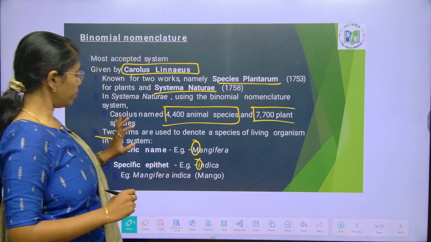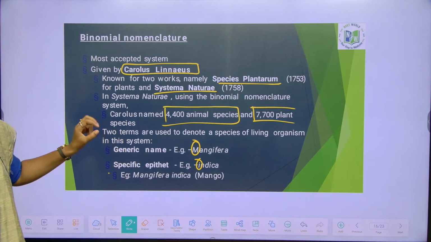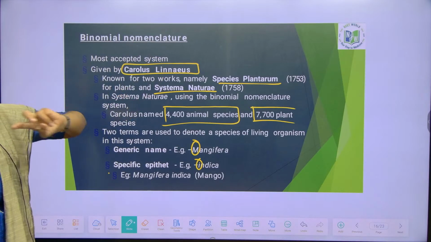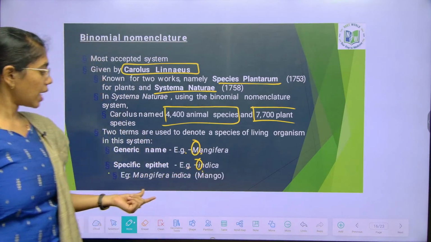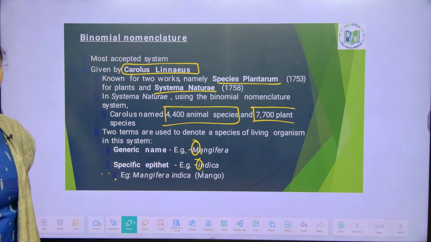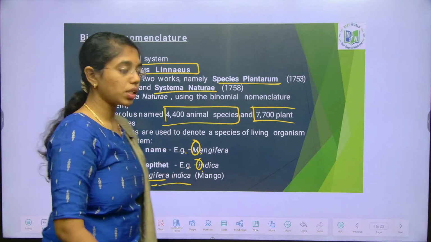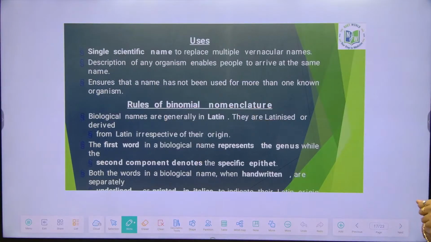The generic name will begin with a capital letter, and the specific epithet will begin with a small letter. Binomial nomenclature includes 2 words. The first word is the generic name, the second is the specific epithet. When printed they should be in italics, and when written they have to be underlined separately. These are the basic rules of binomial nomenclature.